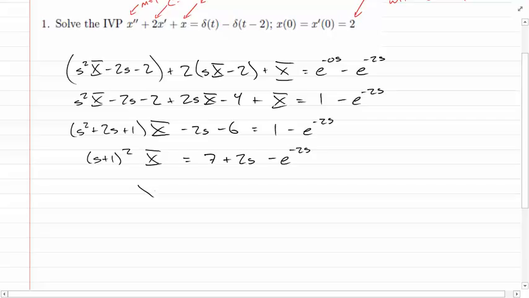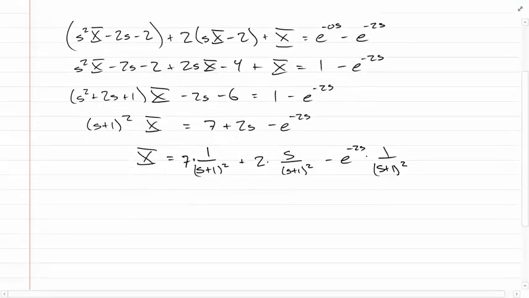Okay. And then if I divided both sides by s plus 1 squared, I'd have x is 7 over s plus 1 squared plus 2 times s over s plus 1 squared minus e to the minus 2s times 1 over s plus 1 squared. And I'm even going to rewrite the first term. I'm going to put the 7 out front, just like I did with the other ones.